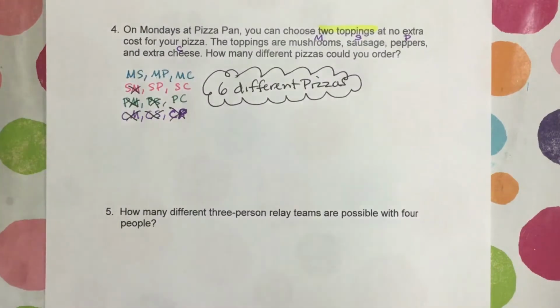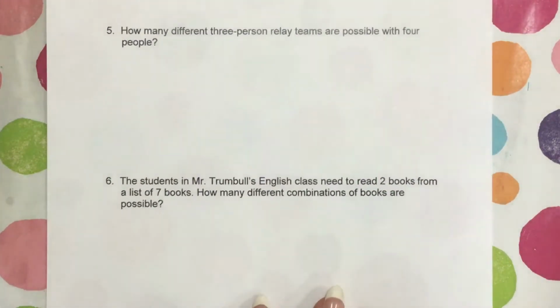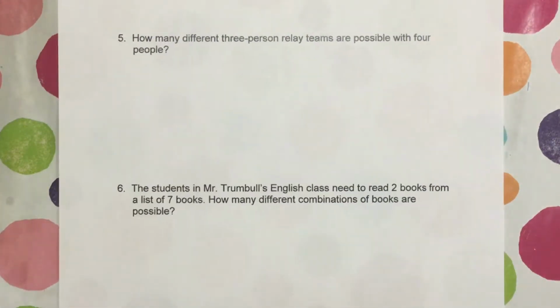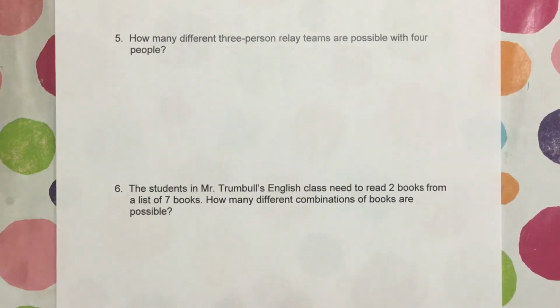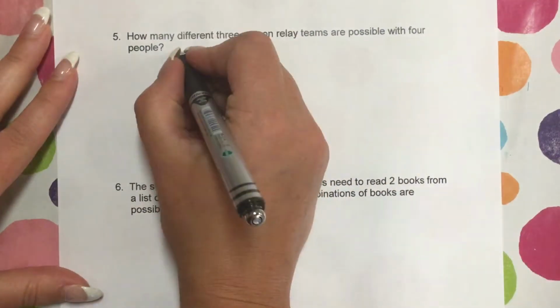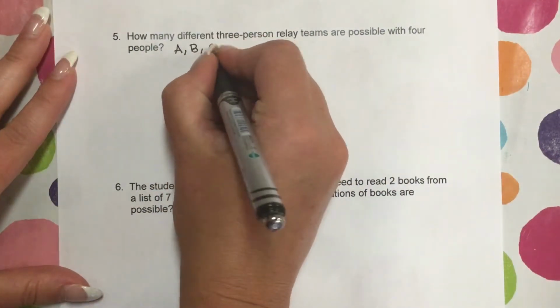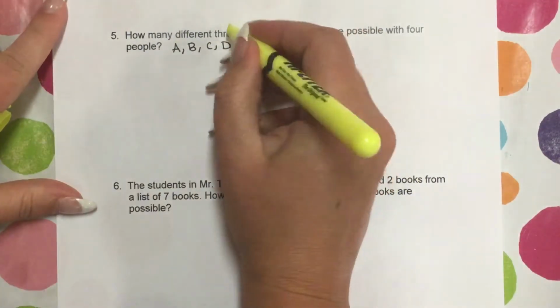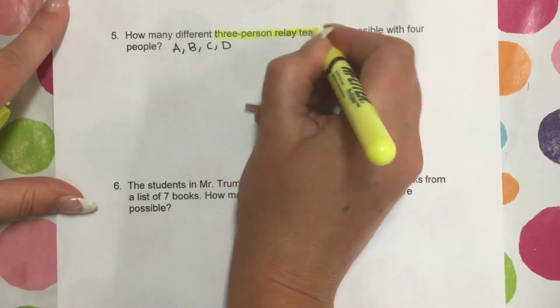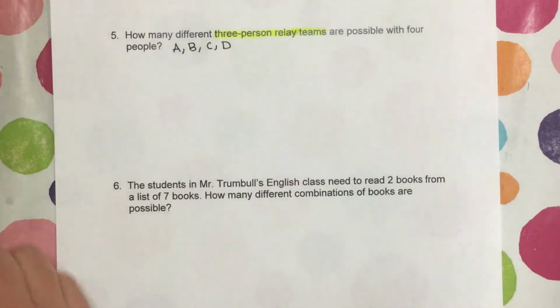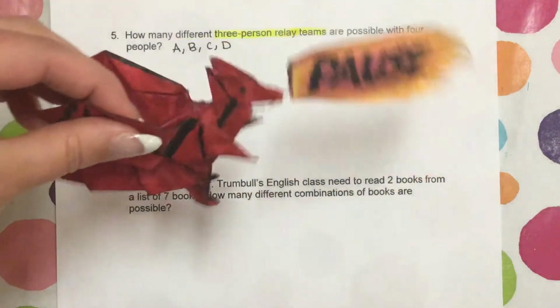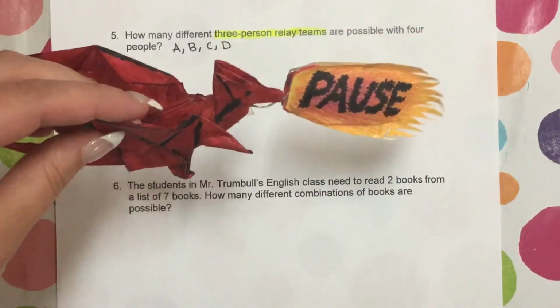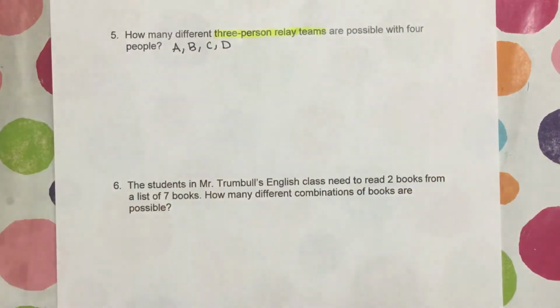Let's move to problem 5. Problem 5 says, how many different 3-person relay teams are possible with 4 people? Before you get started, we don't know who the 4 people are, so we're just going to call them A, B, C, and D. Notice this is a 3-person relay team, so it's going to involve 3 of those letters at a time. Go ahead and pause, work out problem 5, and when you get done, press play and we'll talk about it.